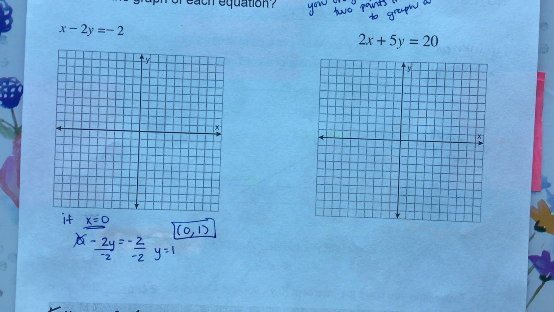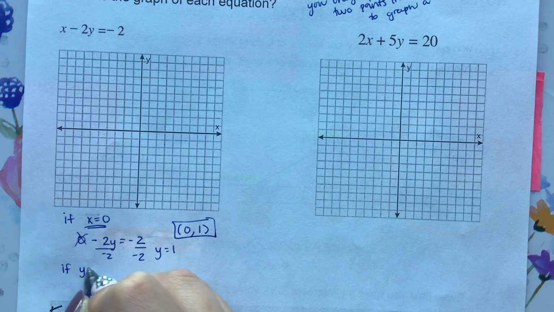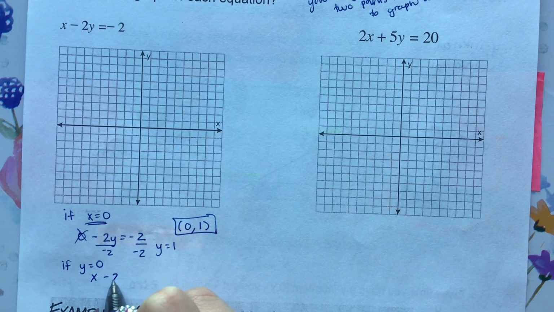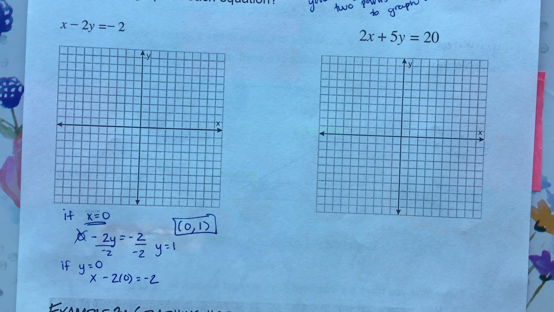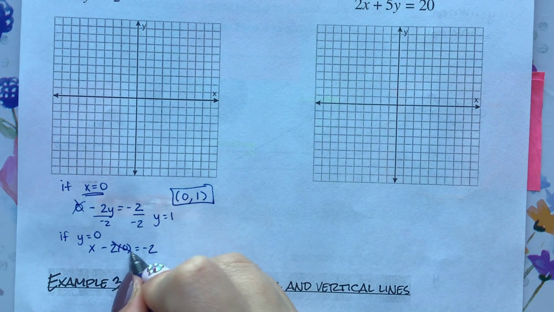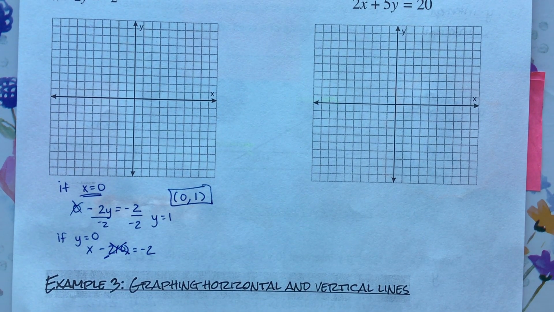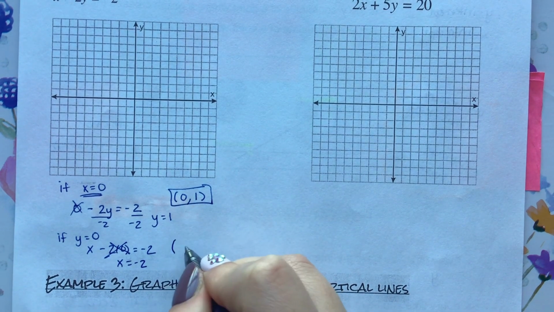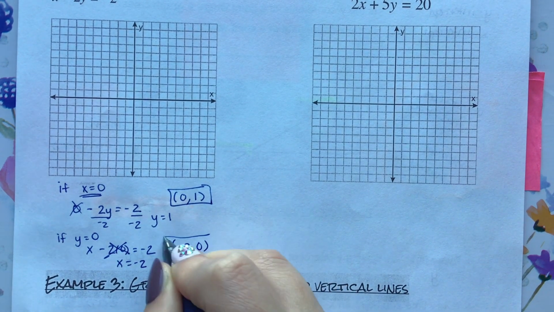What if y equaled 0? Well, if y equaled 0, then it would be x minus 2 times 0 is equal to negative 2. These completely go away because 2 times 0 is just 0, so now I get x is equal to negative 2. So my ordered pair is negative 2, comma, 0.